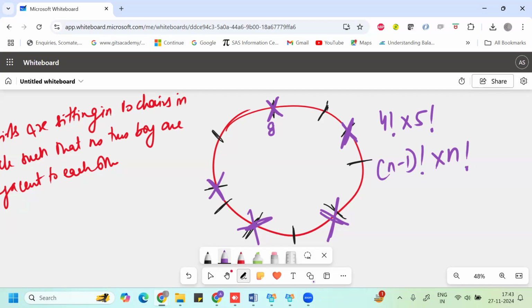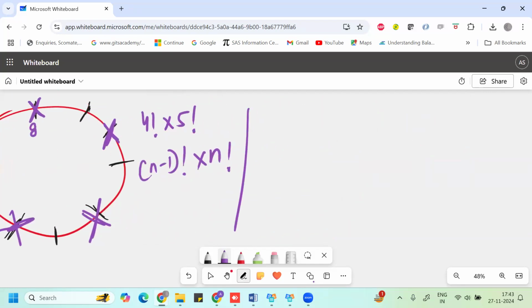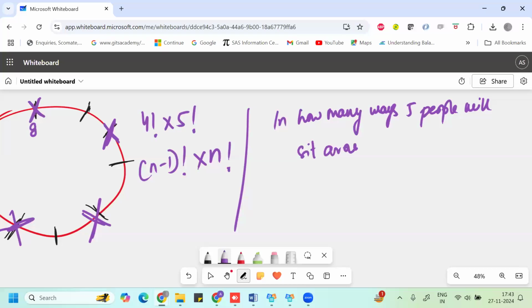Imagine if I ask you this: in how many ways can five people sit around the host, in five chairs in a circle? So what is the answer for this? The answer is 5 factorial. Why 5 factorial, sir? Why not 4 factorial?